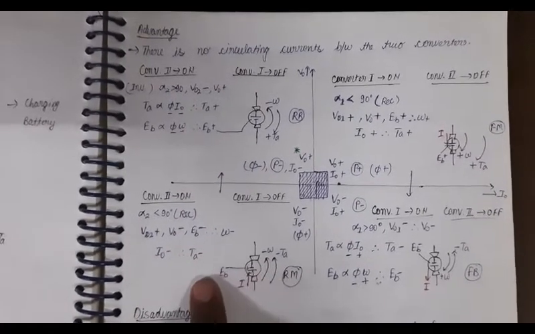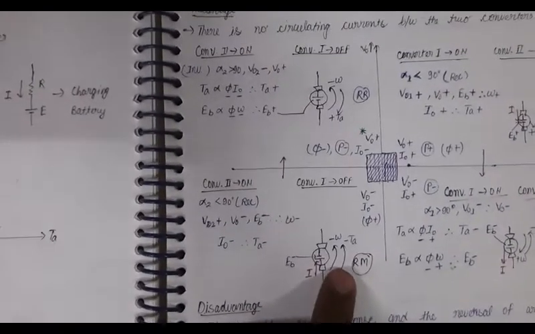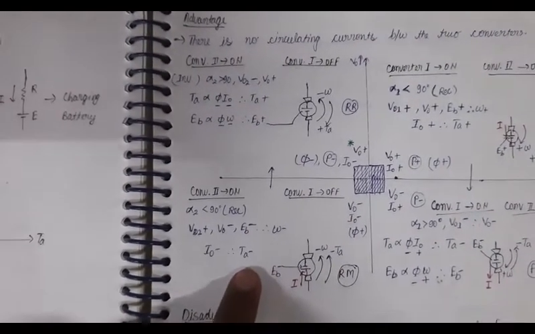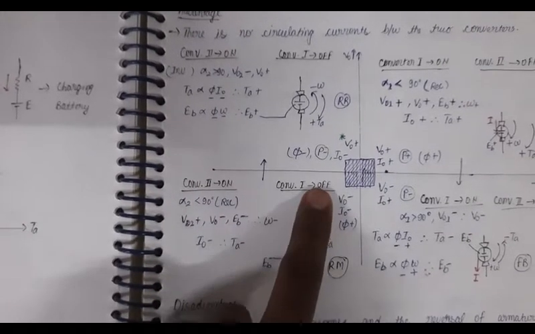Now this is the third quadrant. Actually, in our experimental setup, which we will go through, we have only these two modes, first and third mode. So this one was forward motoring mode, this one is forward braking mode, and the third one is reverse motoring mode. In reverse motoring mode, converter 2 is switched on, converter 1 is kept off here.